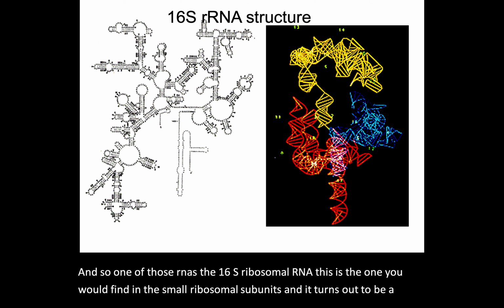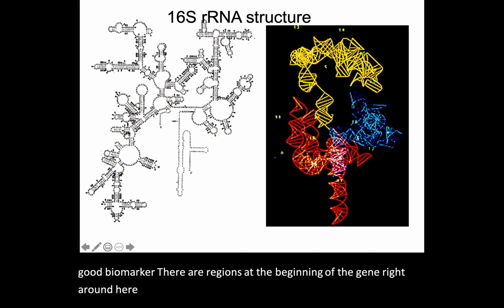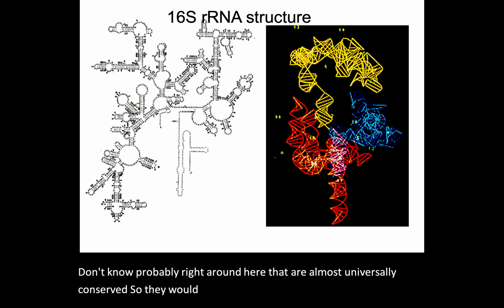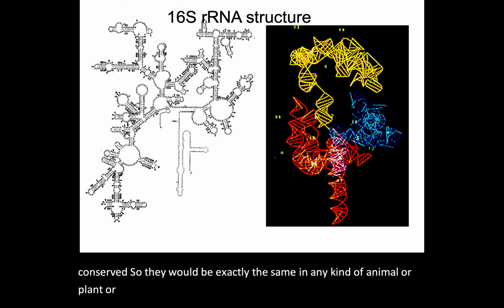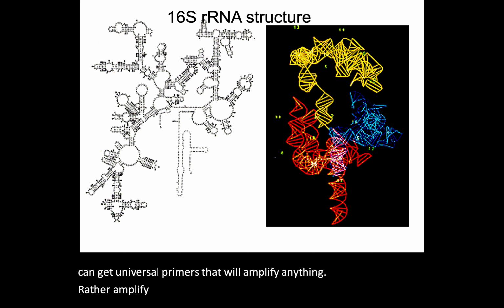There are regions at the beginning of the gene, right around here, and regions at the end of the gene, probably right around here, that are almost universally conserved. So they would be exactly the same in any kind of animal or plant or bacterium. And remember, bacteria are very diverse. But yeah, you can get universal primers that will amplify anything, or rather amplify the ribosomal DNA from anything.